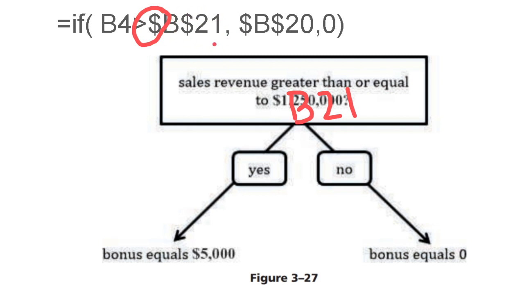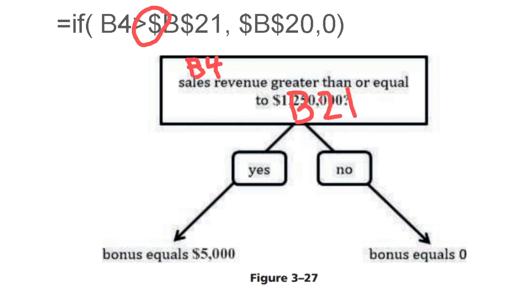That's all the dollar signs are ever for: when I'm planning to copy the formula, I want the reference here not to change, because my assumptions table does not move to the next month. My assumptions table always stays in the same place. Now, if B4, that's where the sales revenue is, so I'll put B4, reminding myself that's where the location of my sales revenue comes from. So B4 greater than B21.